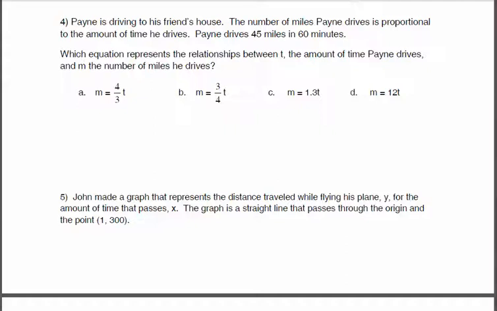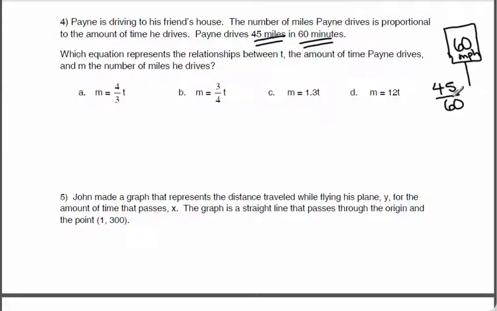Okay, in this problem, Payne is driving to a friend's house. The number of miles Payne drives is proportional to the amount of time he drives. He's going to drive 45 miles in 60 minutes. Don't forget the stop sign and the street signs. If we see 60 on this, it's miles per hour. Okay, so we are looking at miles per minute in this case. So it's 45 over 60.